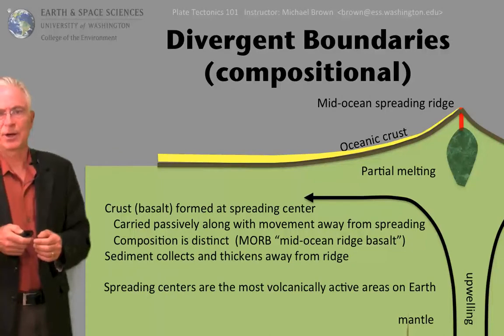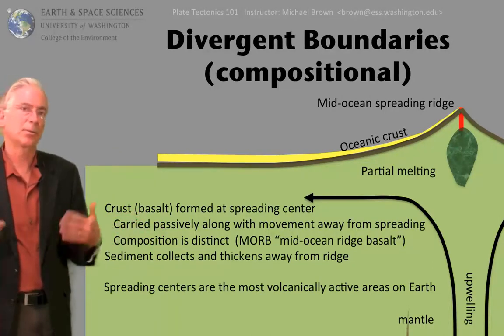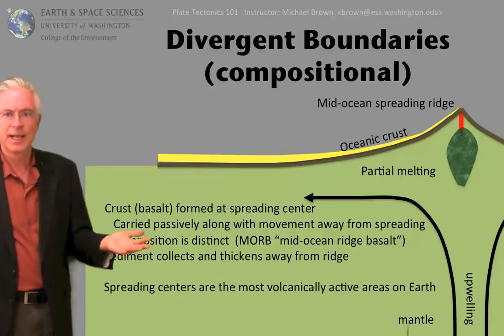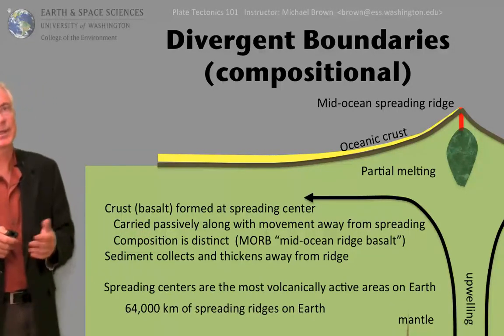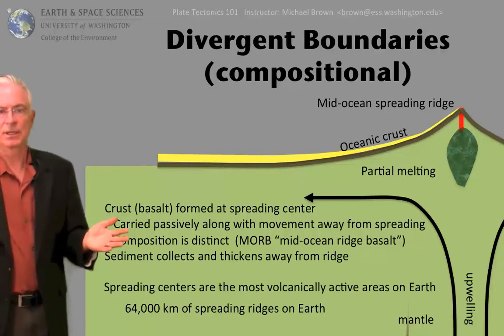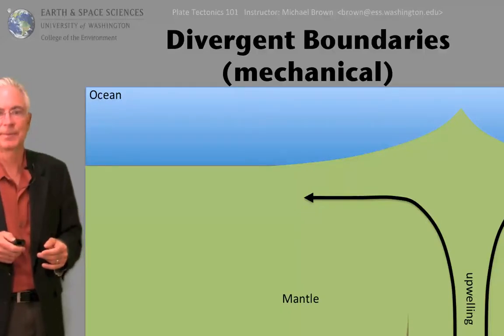Spreading centers are the most volcanically active place on Earth's surface. They are almost continuously active, and they stretch around the entire globe. There's some 64,000 kilometers of spreading ridges on Earth's surface.